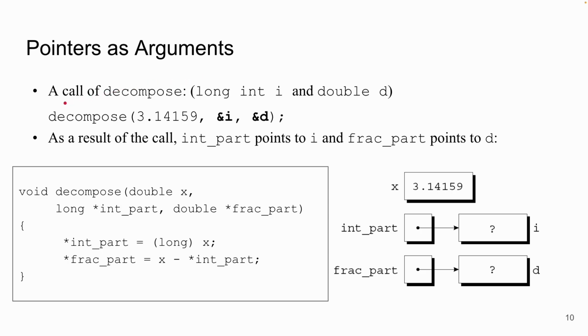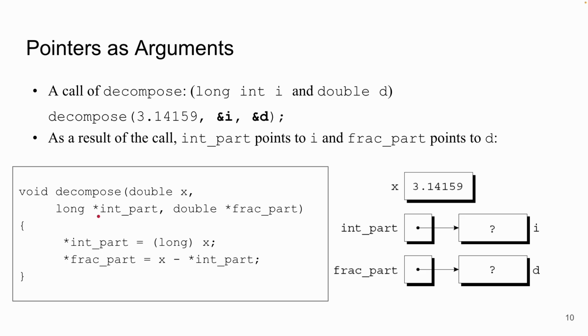So let's assume that we have this decompose function and we have the function call like this. The first argument we put in this function call is the value of pi. Then the last two arguments are i and d. And here is the declaration of i and d. So i is a long integer variable and d is a double variable.